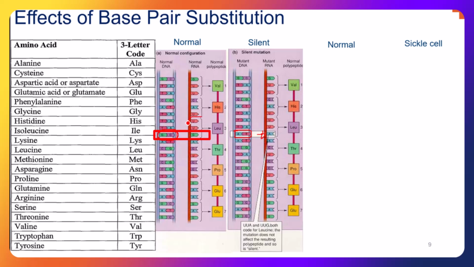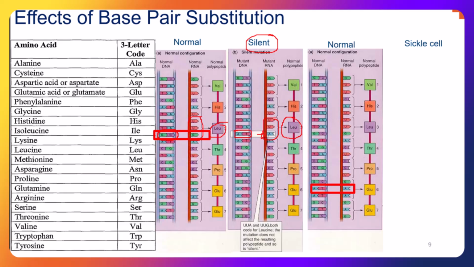So instead of UUG, which codes for leucine, we now have UUA, so a different codon. But guess what? UUA also codes for leucine. So you can see that even though there's a mutation that exists, it's okay, there is some redundancy. And we call this silent because it's minor enough that it's not going to cause a problem, because the amino acid didn't change and therefore neither did the polypeptide.